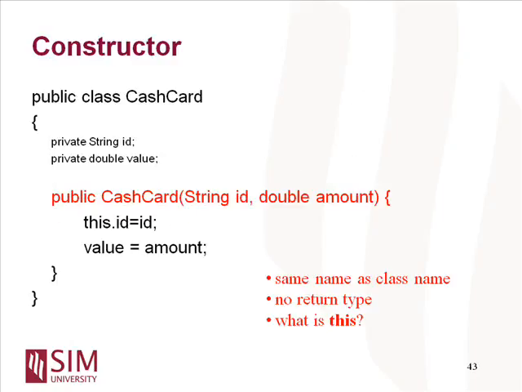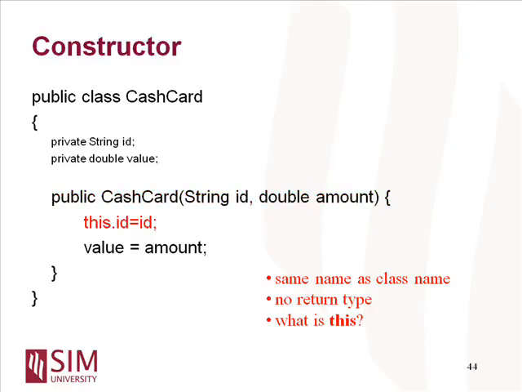So the first line is public, then the method name, the same as the class name, which is CashCard, and it takes two parameters. One is a String ID, which is going to be the ID of the CashCard, and the other a double amount, which is the amount to be stored in the value in the cash card when it is newly created or issued.